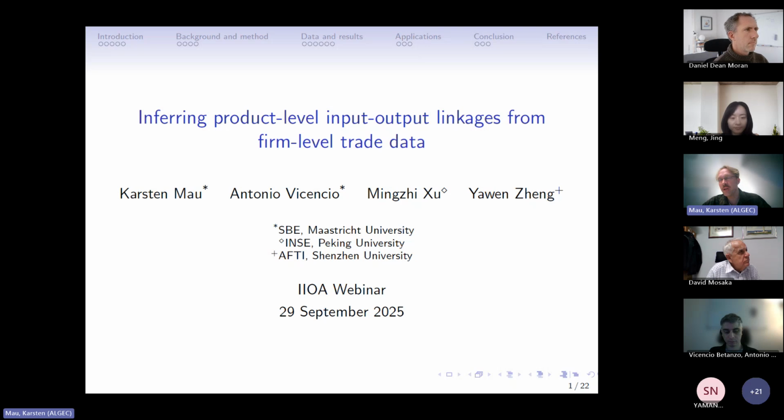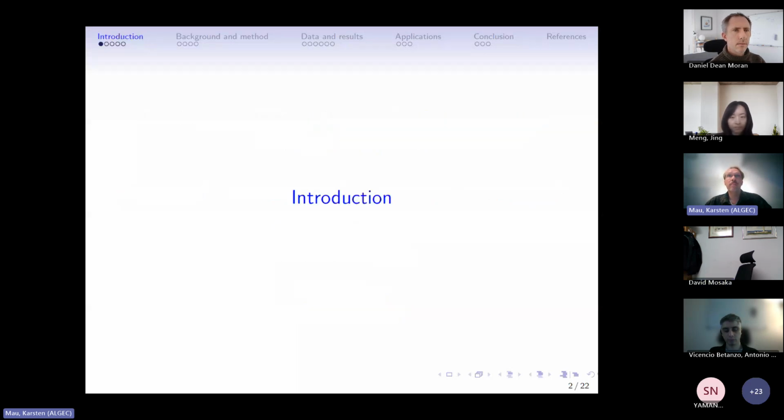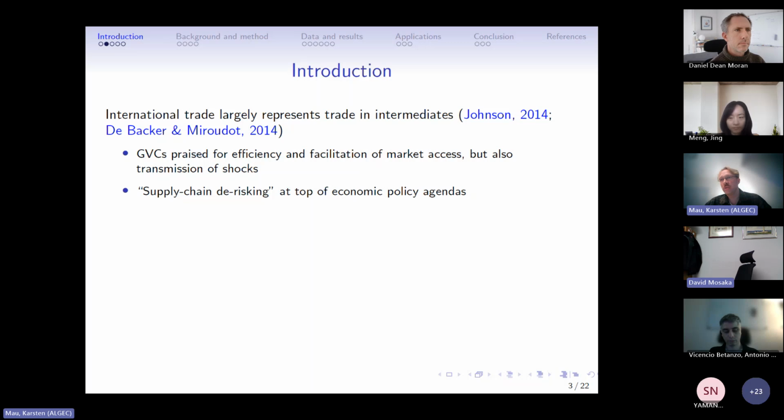I think the motivation for this talk and for this paper comes from that work, namely the fact that when we want to analyze the impact of trade policies or the transmission of shocks across borders, we of course want to know what these input-output linkages are. So let me start right away with the introduction, and if you have questions along the way, please feel free to interrupt.